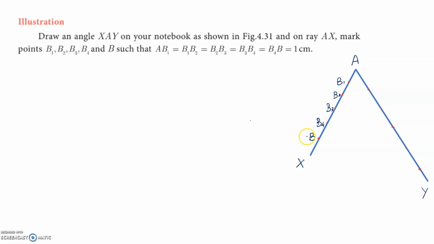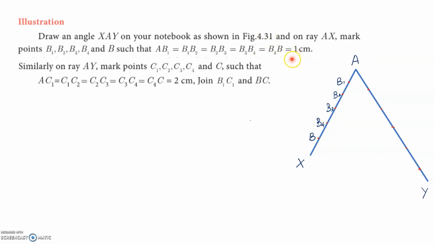So we know that they are all equidistant. So AB1 is equal to B1B2 is equal to B2B3 is equal to B3B4 is equal to B4B. All right, so that's given to us. And let's assume that they are 1 centimeter. Now, similarly on the ray AY, we're going to mark the points C1, C2, C3, C4, and C such that they are all equidistant. AC1 will be equal to C1C2, and so on.